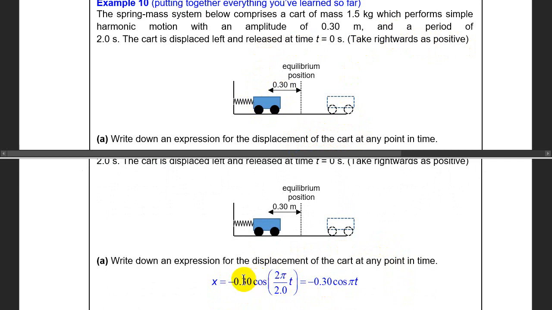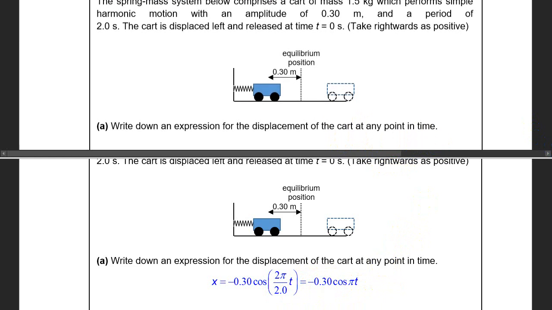The full version is, in front of the cosine is the amplitude, 0.30, and the cosine of something times t, the something is your 2 pi over period, which is actually omega. This thing is your amplitude. So simplifying a bit, we get negative 0.30 cosine pi t, pi being 2 pi over 2. Okay, so this is the formula they're asking for. This is the formula that starts at negative 0.3 at the beginning, so it's a negative cosine expression. Okay, part B.